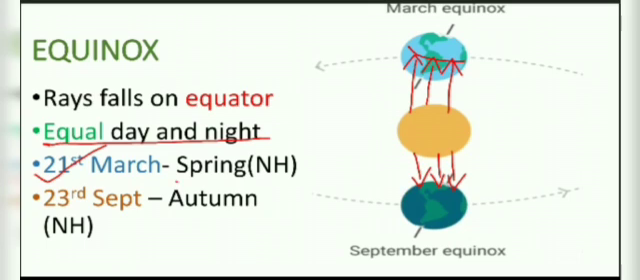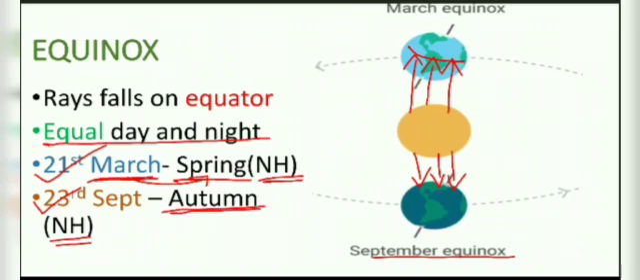We call it spring equinox because in the month of March in the northern hemisphere we enjoy spring season, so it is named spring equinox. And also on 23rd of September we have autumn equinox. It means in the northern hemisphere we are having autumn season and we are about to enter the winter season. Therefore it is named autumn equinox, and it happens on 23rd of September.